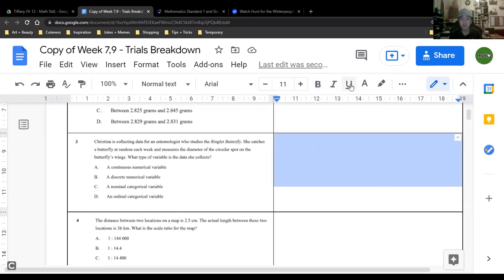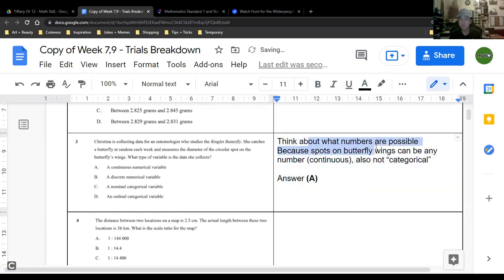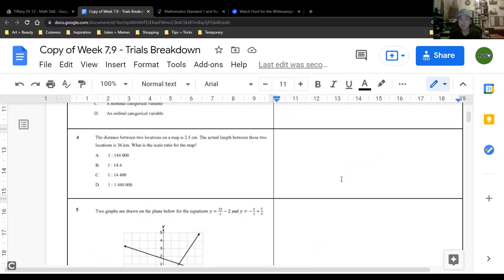So here I have some explanation, which is sure. Think about what numbers are possible, because spots on butterfly wings can be any number. So it doesn't have to be exactly 3 centimeters or exactly 4 centimeters. You know, it could be 3.4213. So it makes it continuous, and because it's a number, it's not categorical. So I'd say, moving on.